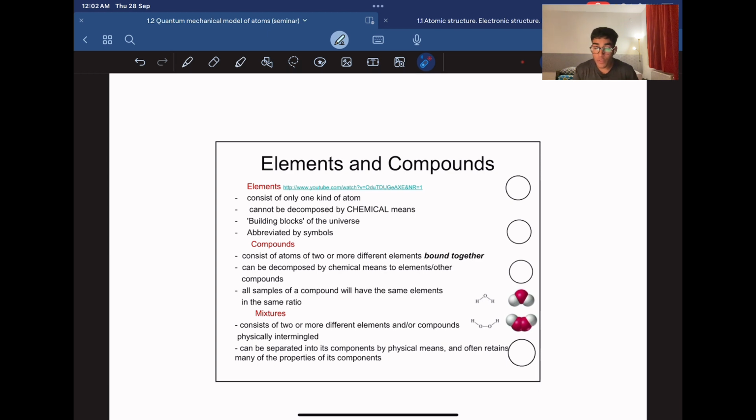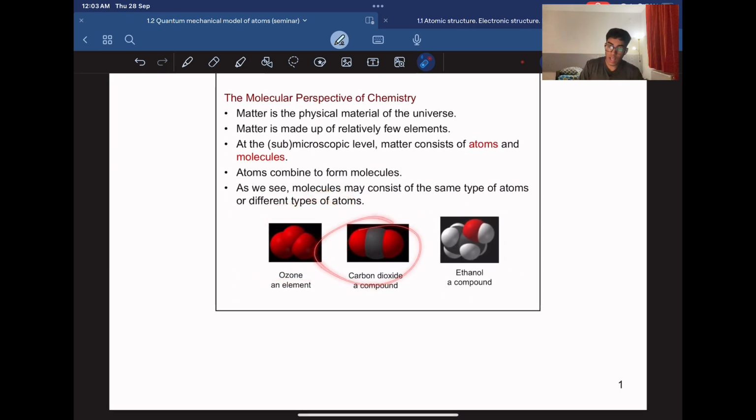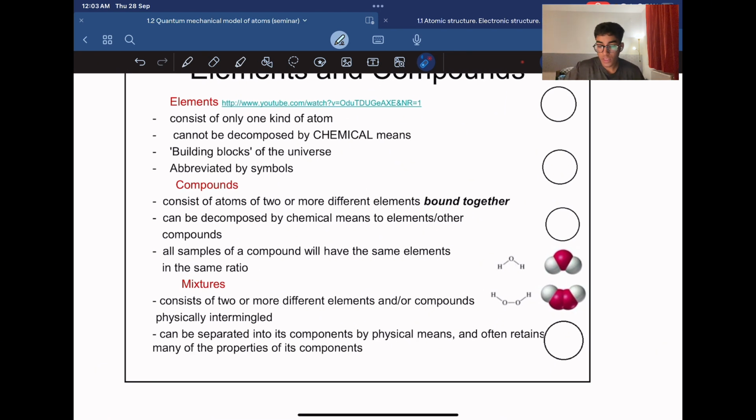Okay, moving on, we have compounds. Compounds basically consist of two or more elements. The previous slide we just had over here, O3, that's a compound, CO2 is a compound, ethanol is a compound. Okay, they can be decomposed by chemical means into their respective elements, and we're going to see this in future lectures and future seminars where we talk about decomposition, we talk about dissociation, all these different things, so we can understand how compounds break down into their elements. All samples of a compound will have the same elements in the same ratio.